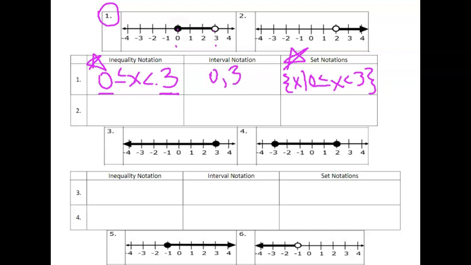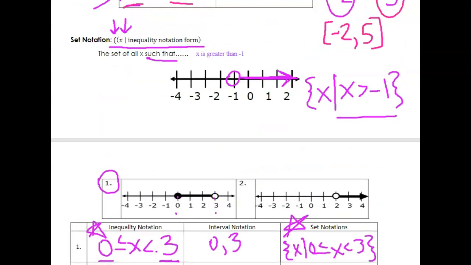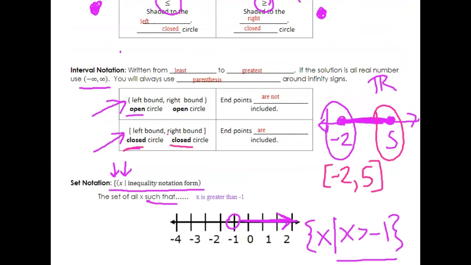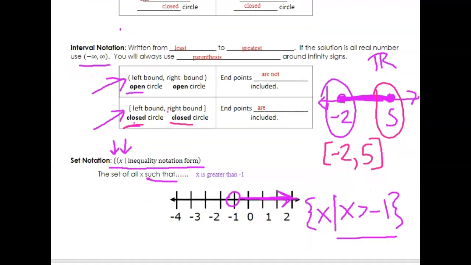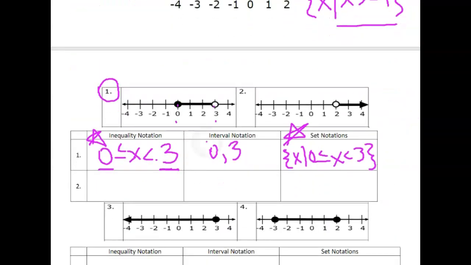If you have a closed point, that's a what? Bracket or parenthesis? If you have a closed point, that's a bracket. So you put a bracket around the 0. And then if you have an open point, you have a parenthesis.